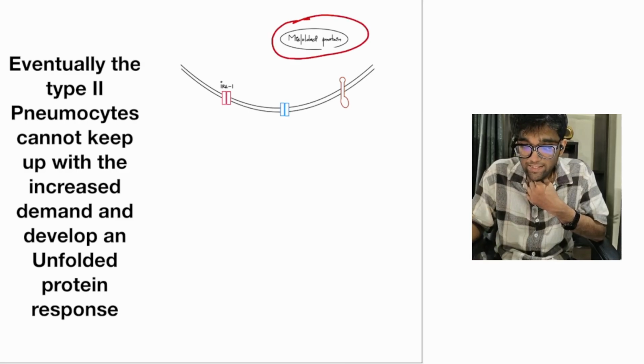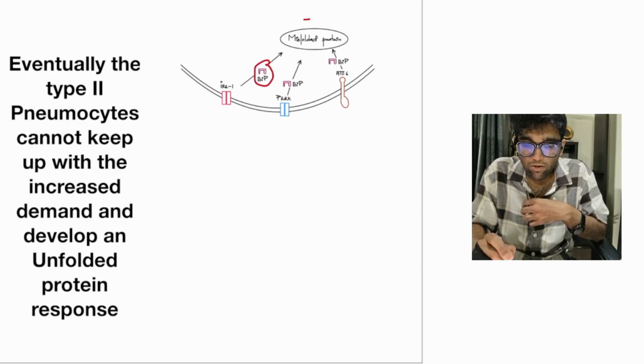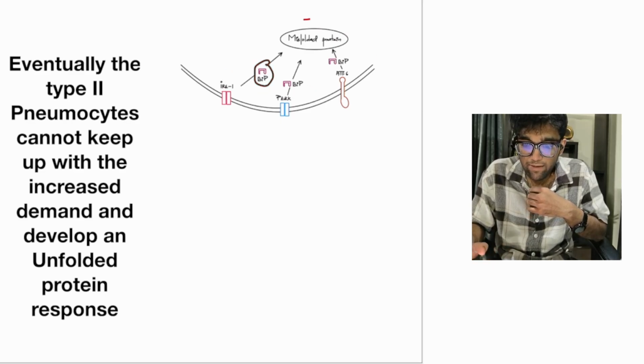Now as the amount of protein synthesis increases, the number of misfolded proteins also increases. When there's an increase in the number of misfolded proteins, that causes a protein called BIP to separate from ATF6, from PERK, and also from IRE1. BIP is an inhibitor of IRE1, PERK, and ATF6. So once BIP has separated from them, it results in the activation of these three proteins.